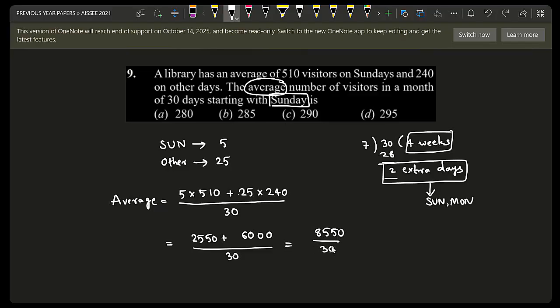Let us do cancellations. 0, 0, cancel. So 855 is divisible by 3. If you apply the divisibility rule, 8 plus 5 plus 5 is 18. It is divisible by 3. 3 2s are 6. 8 minus 6 is 2. 2 5 becomes 25. 3 8s are 24. 1 is remaining. 1 5 is 15. 3 5s are 15. So the average number of visitors is 285. And the answer is option B.